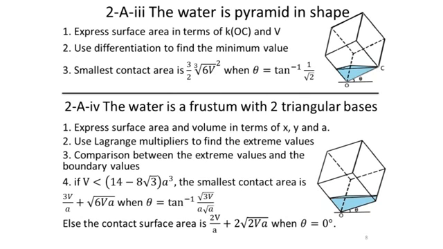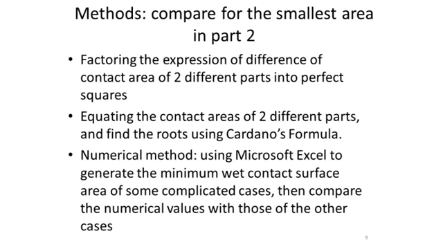As theta further decreases, the water becomes pyramid in shape. After writing out the contact area in terms of K, which is OC, and V, we use differentiation to find the minimum value. When theta becomes even smaller, the water becomes a frustum with 2 triangular bases. We use Lagrange multipliers to find the extreme values of the complicated expressions for contact areas. Afterwards, we compare the size of extreme values with boundary values and get the minimum one. After getting the smallest contact areas in each of the 4 subparts, we can compare them for the smallest.